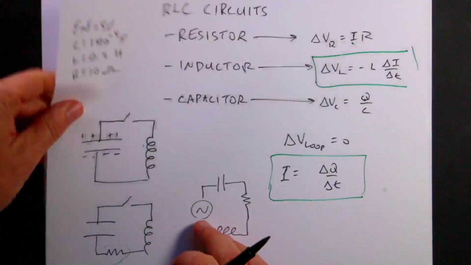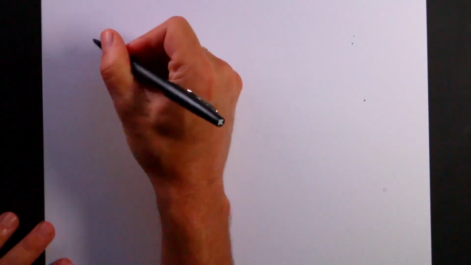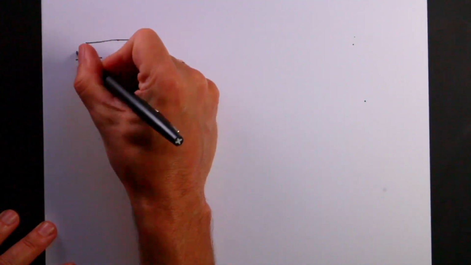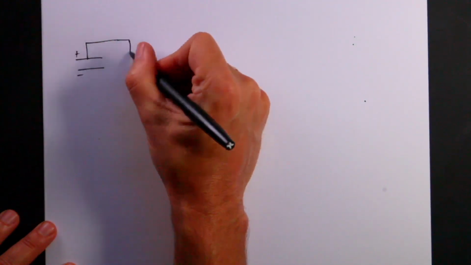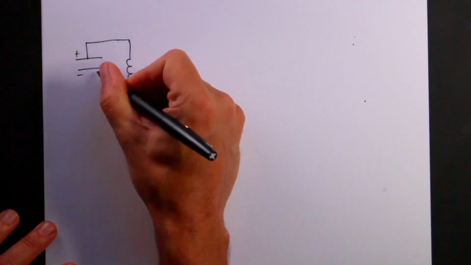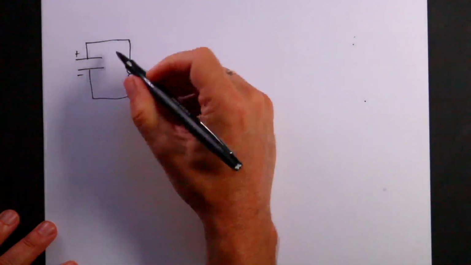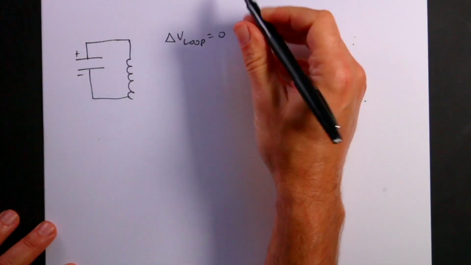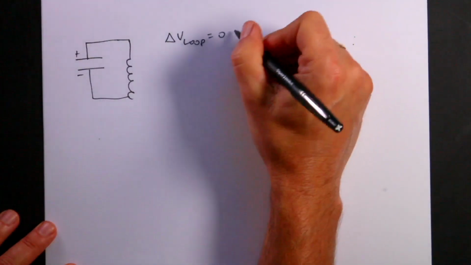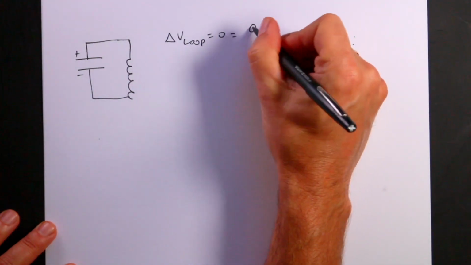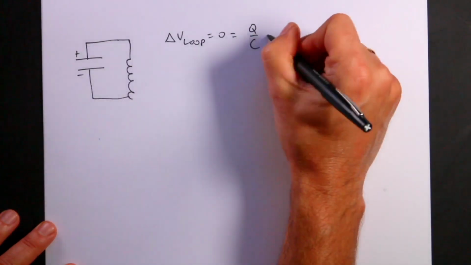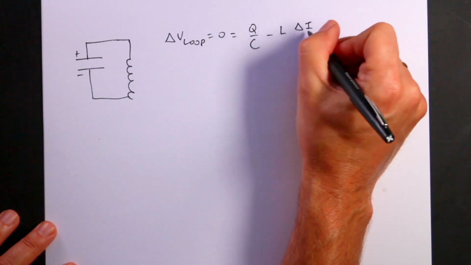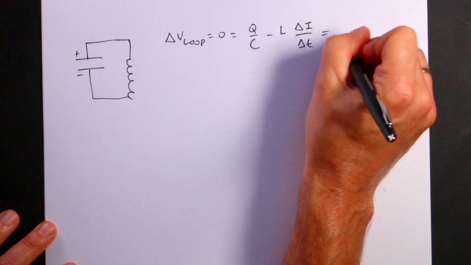So let's do that. So here is my circuit. Let's draw that again. And let's say it's closed. So this is plus Q, minus Q, and that's the inductor. So delta V loop is equal to 0. So it's going to be the voltage across that capacitor, which is going to be equal to Q over C, minus L times delta I over delta t, equals 0.